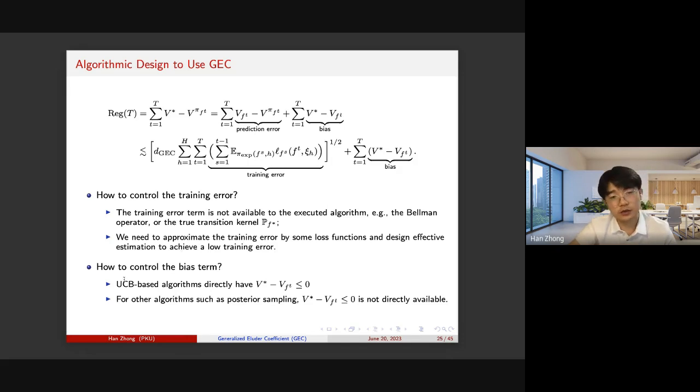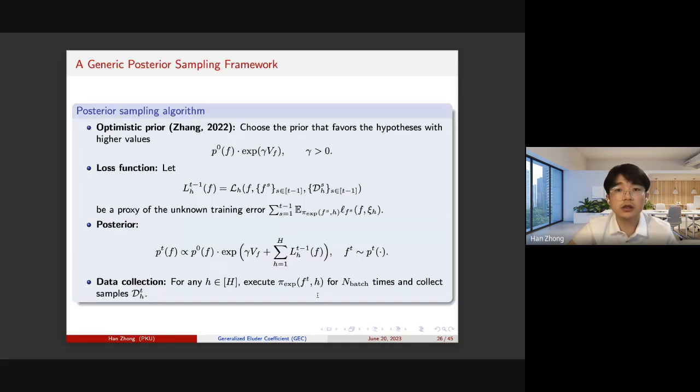We have mentioned before that UCB-based algorithms directly have V star minus V_f_t less than 0, so we can control this term. But for other algorithm designs, such as posterior sampling, this property does not hold anymore. So can we permit other algorithm designs? I will first introduce our posterior sampling algorithm.